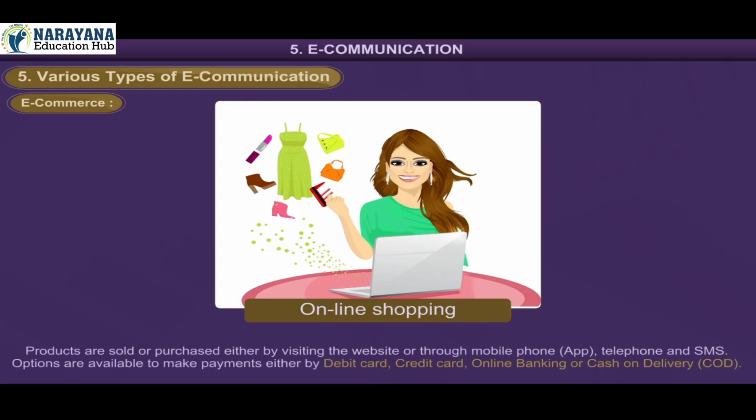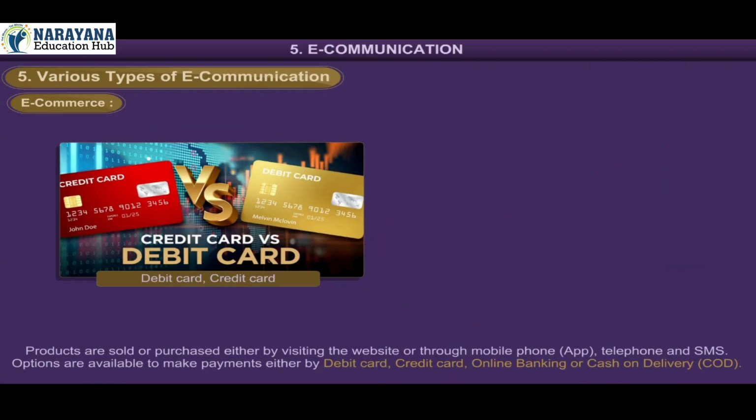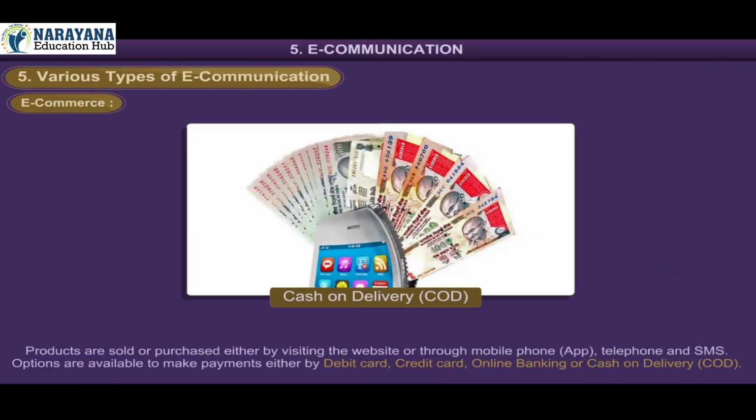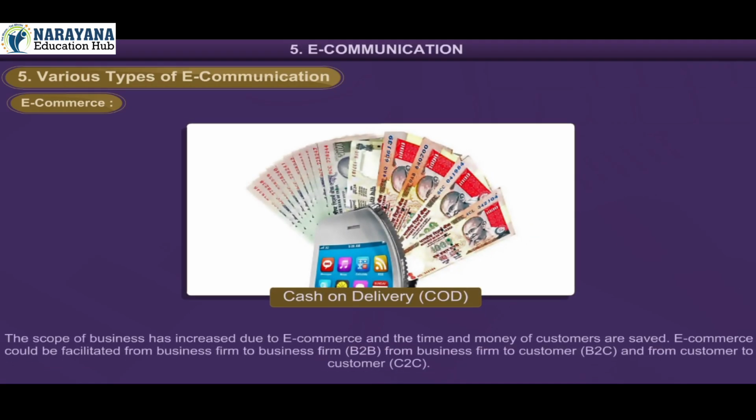Products are sold or purchased either by visiting the website or through mobile phone, that is app, telephone and SMS. Options are available to make payments either by debit card, credit card, online banking or cash on delivery, that is COD. The scope of business has increased due to e-commerce and the time and money of customers are saved. E-commerce could be facilitated from business firm to business firm, that is B2B, from business firm to customer, that is B2C, and from customer to customer, that is C2C.